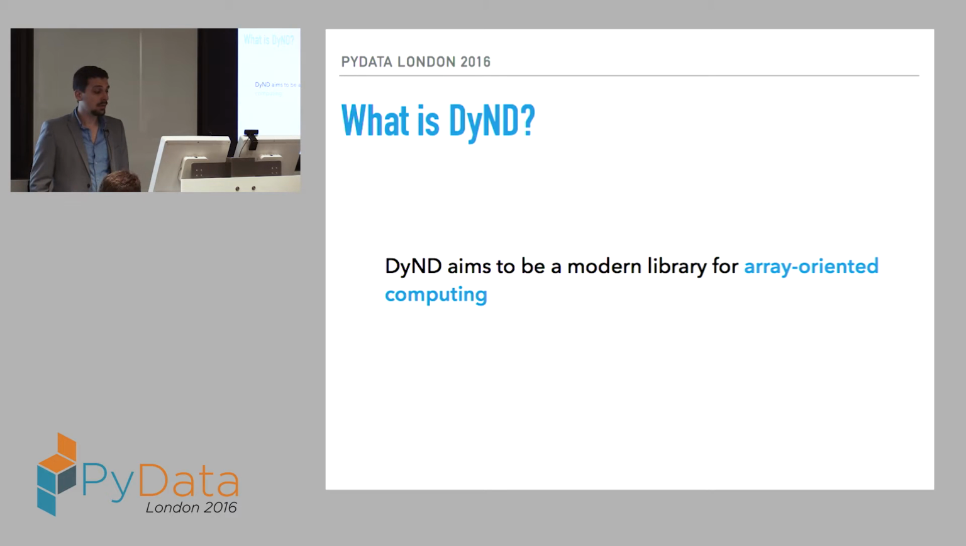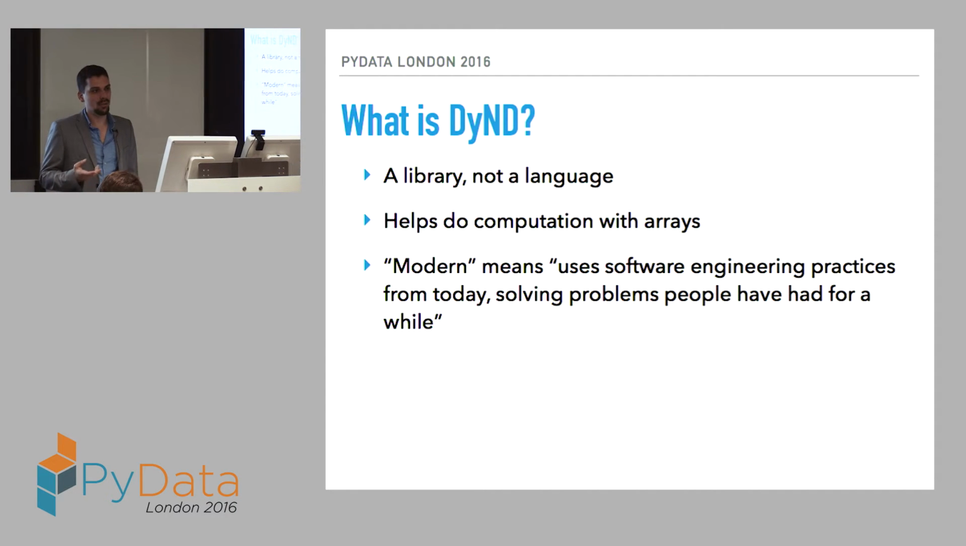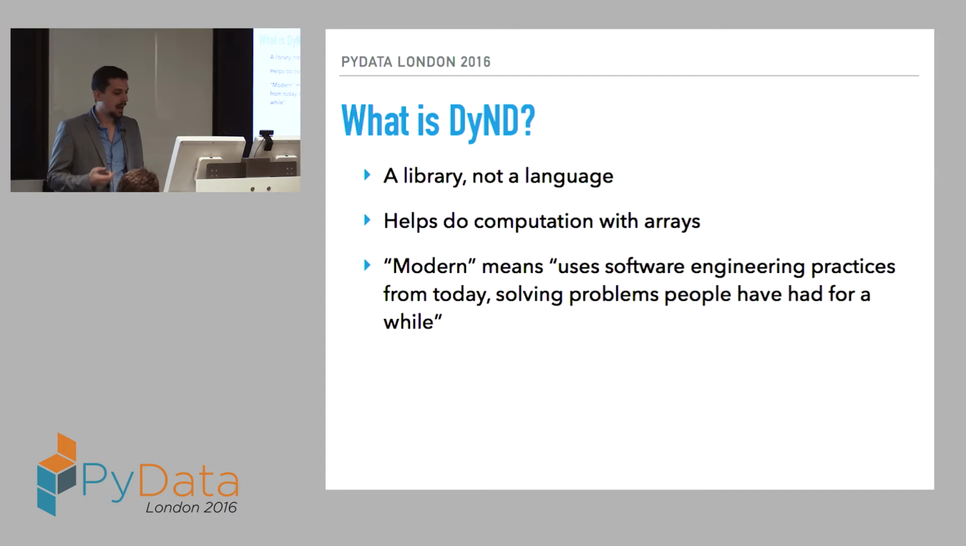DyND aims to be a modern library for array-oriented computing. Okay, great. What does that even mean? So what that means is DyND is a library. It's not a language. So I mean, many of us use arrays. Many of us, I think, use NumPy. I'm just curious, how many people have used NumPy? Everybody? Yeah, exactly. So we do those kinds of calculations.